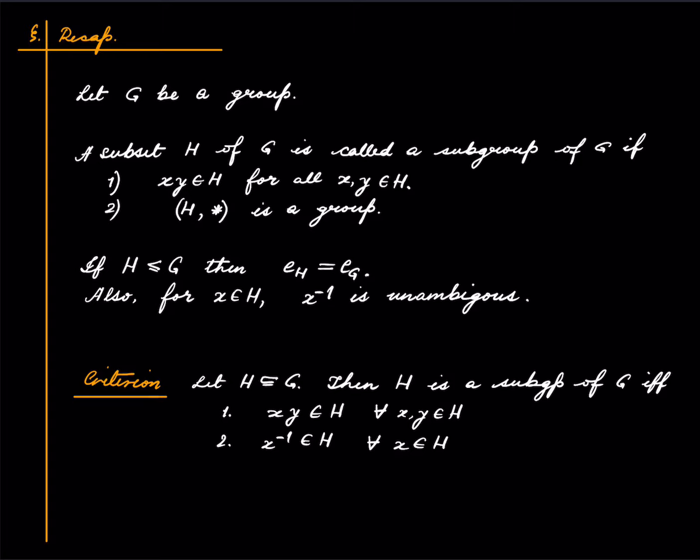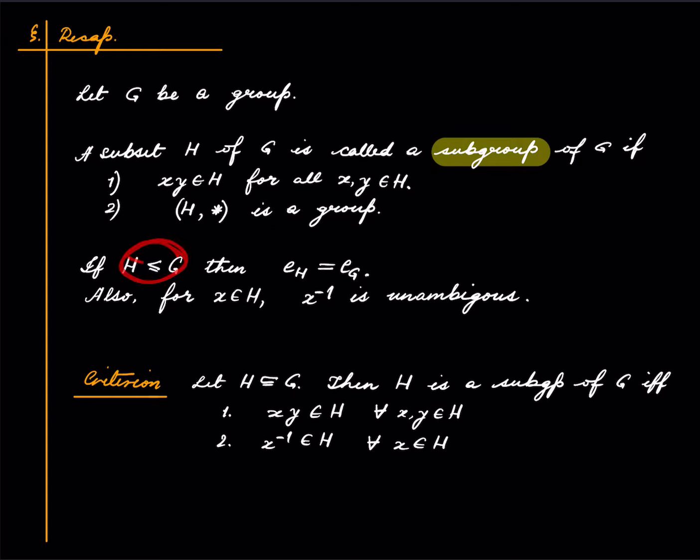Last time we looked at the notion of a subgroup. Suppose we have a group G and we are given a subset of it. Then we call it a subgroup of G if first of all it is closed under multiplication, which is a colloquial way of saying this. And further, the restriction of this binary operation to H cross H is a group, and this restriction is legitimate because of 1. Alright, so that's the definition of a subgroup.